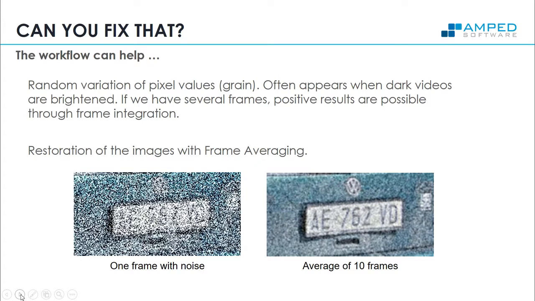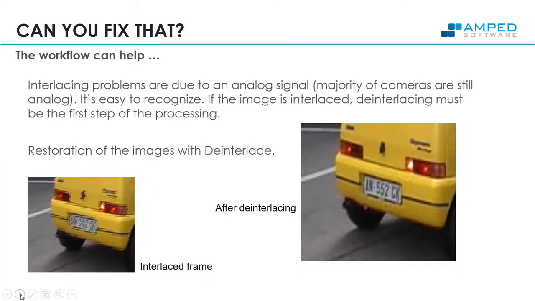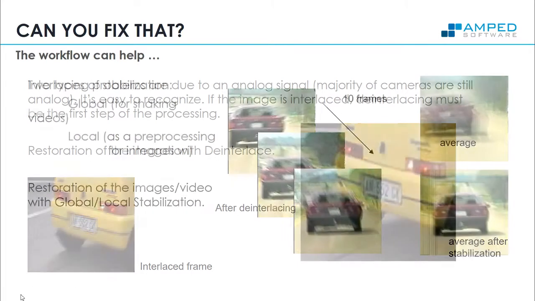Here we're doing a frame averaging. The average of 10 frames, everything that's in the same place stays. Things that are random are noise, and those go away, and we get the license plate revealed. Very powerful technique. Sometimes motion causes tearing in the image, an old legacy aspect of analog video, and so we could deinterlace and bring that license plate back.